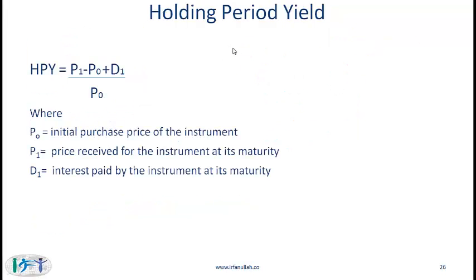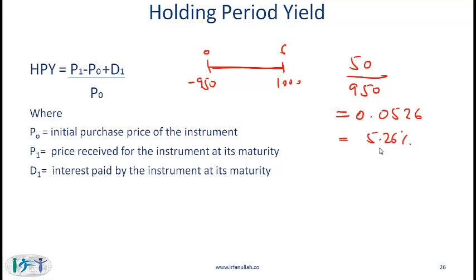Next, we move to the holding period yield, which we have discussed briefly before. Essentially, this is the yield over the investment period. In the example that I just discussed, if we invest 950 at time 0 and 6 months later we get 1,000 back, then the holding period yield is 50 divided by 950, 950 being the investment amount, and this is equal to 5.26%. In this particular case, other than 1000, the investor doesn't get anything else.